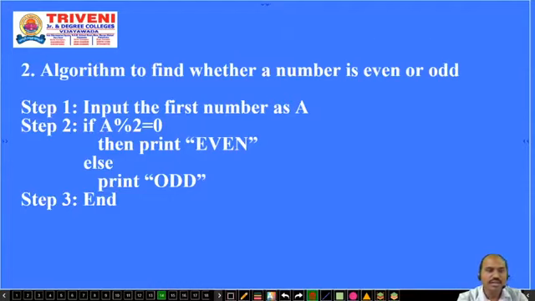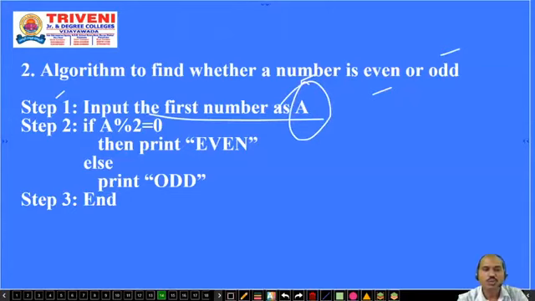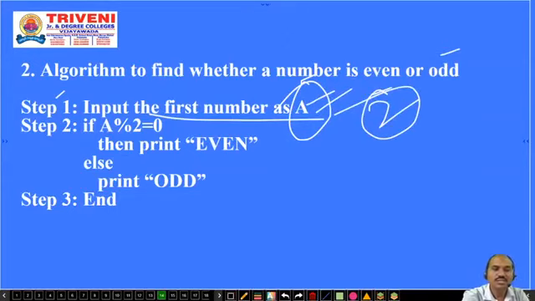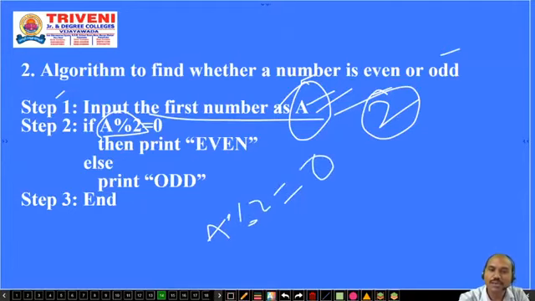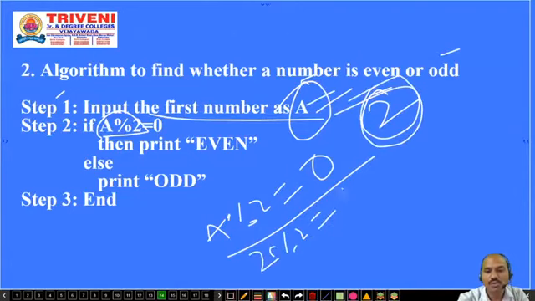Here we are going to discuss the algorithm of even and odd. What was the first step? Simple. First step, we take the number A. For example, you are entering the number 2. So you compute A modulus 2. The result will be 0. That means the A value is 2, the modulus result is 0, and that means it is an even number.